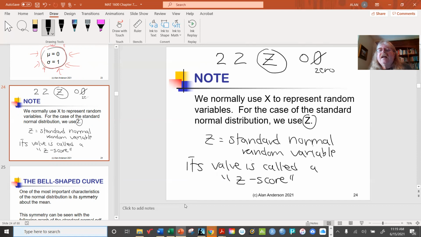Put a little slash, and that means it's clearly obvious that it's a 0.